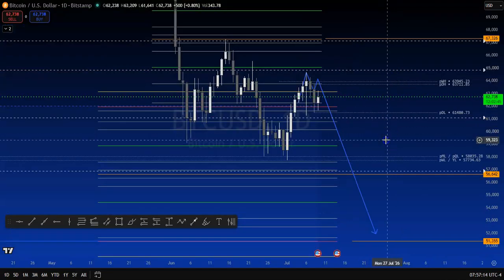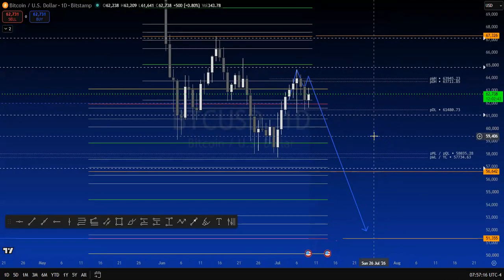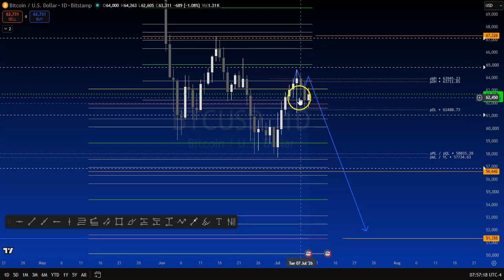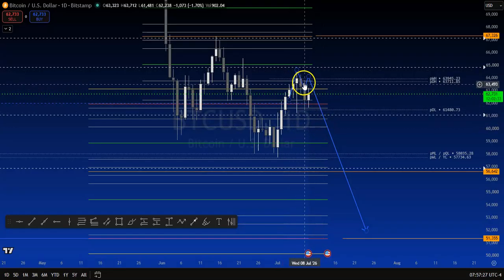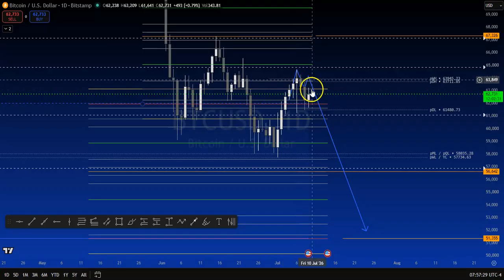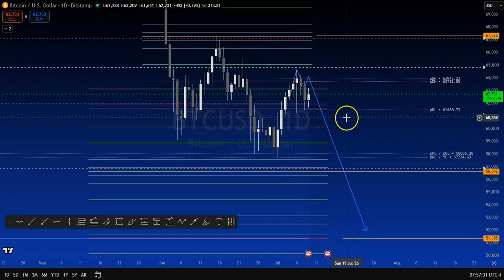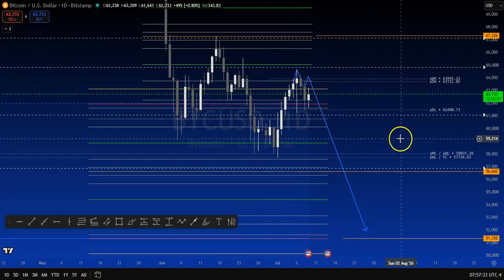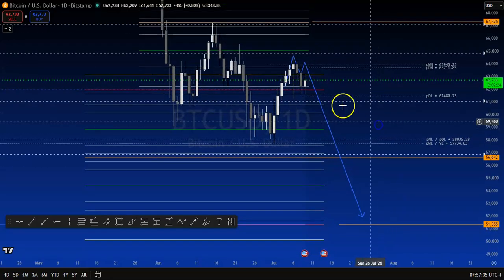All right, jumping into Bitcoin, and then we'll wrap this up. So Bitcoin, I think it's amazing how we have this drawing right here. I had this here for a couple of days, and look at how the candles are following it to a T. It's always neat when you see that happen. So anyway, that's why I left that there.